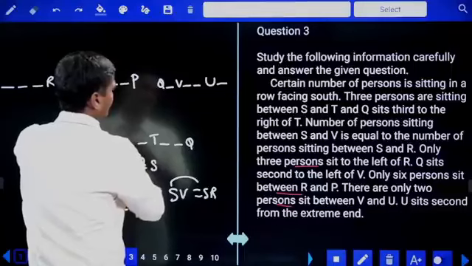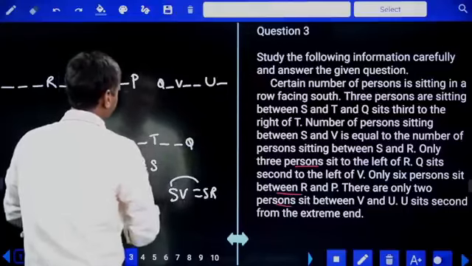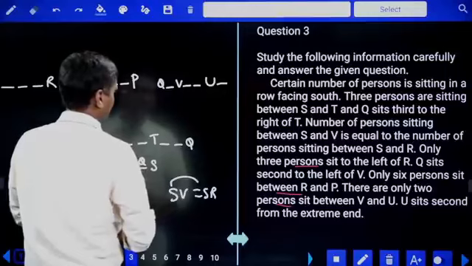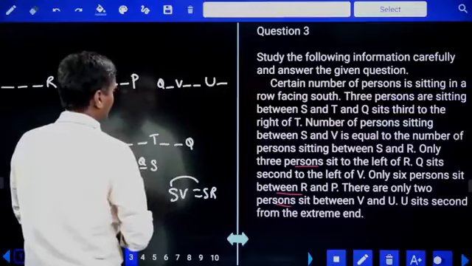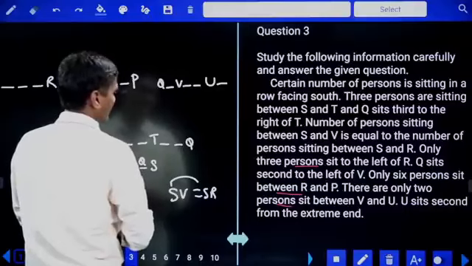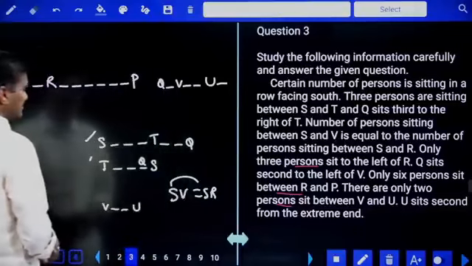And number of persons sitting between S and V equals to number of persons between S and R. S and V equals to S and R. Isn't it? Next one. Only 3 persons sit to the left of R. Q sits second to the left of V. Only 6 persons between R and P. There are only 2 persons between U and V. And U sits second from the extreme end of the line. U is at the extreme end of the line.